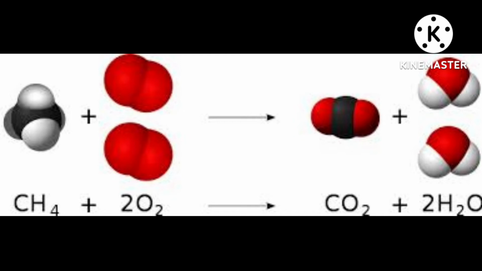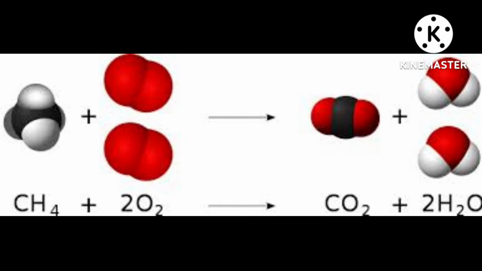Methane is CH4, only one mole. You know that 1 mole means 22.4 liters at STP. So 1 mole, 22.4 liters, reacts with 2O2. O2 is again 22.4 liters at STP, and 2O2 means 2 moles. Then 22.4 into 2.